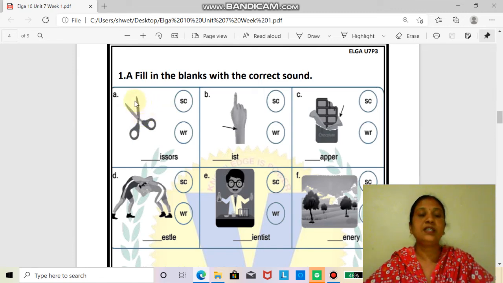Scissors. What is it? Scissors. So which sound did you hear? Which sound did you hear? S. So I will choose S from here and fill in the blank. So students, in the same way you have to complete the remaining questions.